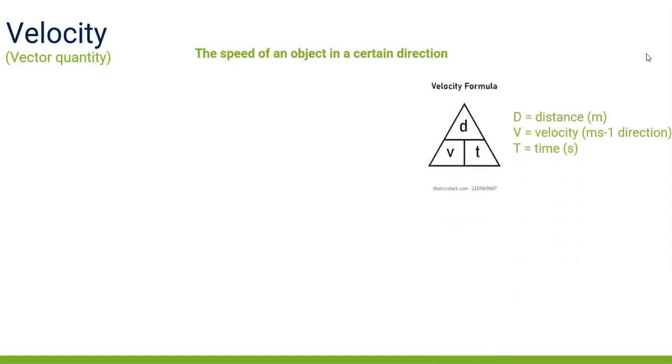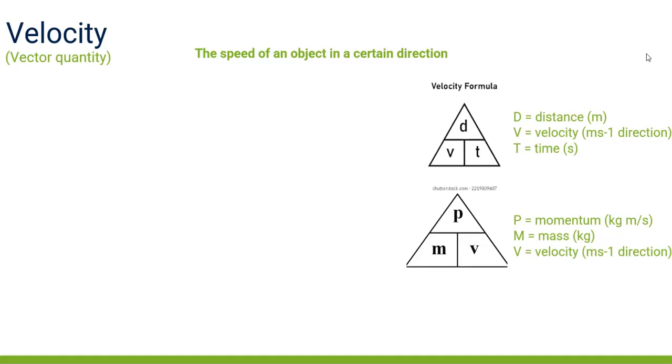Velocity is another vector quantity. It is essentially speed with direction. However, velocity has two ways to be used within biomechanics. First, which comes under distance time, where distance divided by time equals velocity. The second way it can be used is when trying to find momentum or mass.